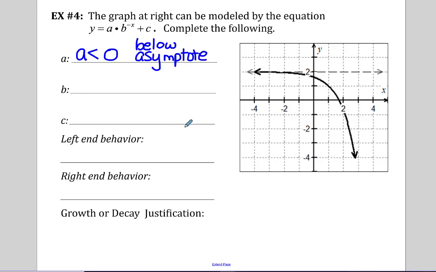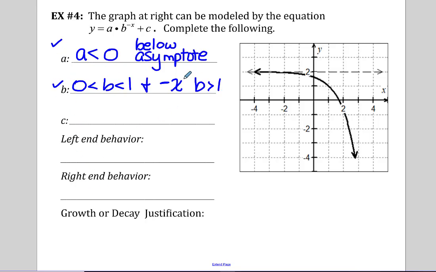And let's think about this. B has to be a number that's between 0 and 1. But because there's a negative x, that's going to make another reflection. So this is negative, and we're going to start off with a number between 0 and 1, and that negative is going to turn that into a base that's bigger than 1. So we have two reflections.